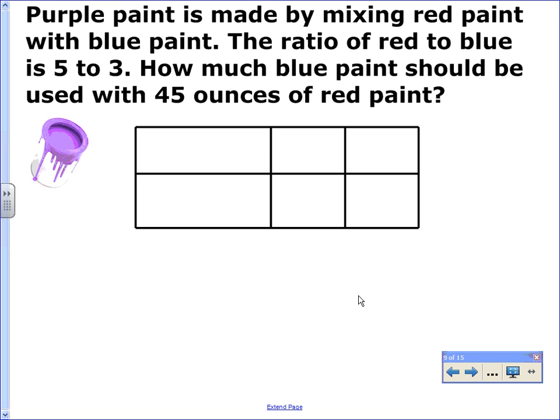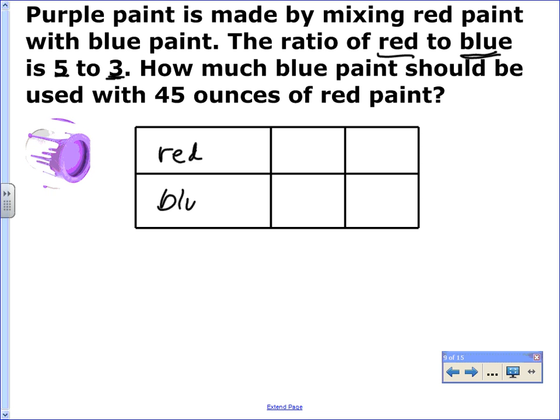Last one, purple paint is made by mixing red paint with blue paint. The ratio of red to blue, so red to blue, remember ratios, the order matters, is 5 to 3. So since the red comes first here and the 5 comes first here, we know we're comparing red and blue, and we know that red matches up with 5 and blue matches up with 3. How much blue paint should be used with 45 ounces of red paint?